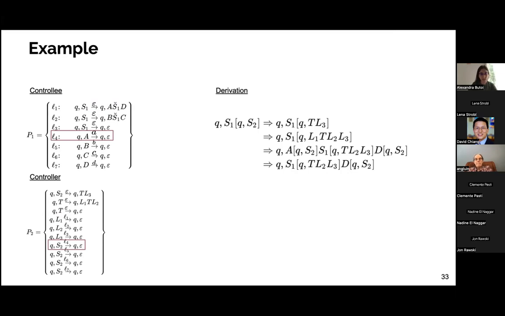And in the next step, we apply the rule of the controller QS2 scanning L4 goes to Q epsilon. And at the same time, we apply rule L4, which scans an A and deletes the stack symbol A. And so on until we get to the final configuration, which is Q epsilon.